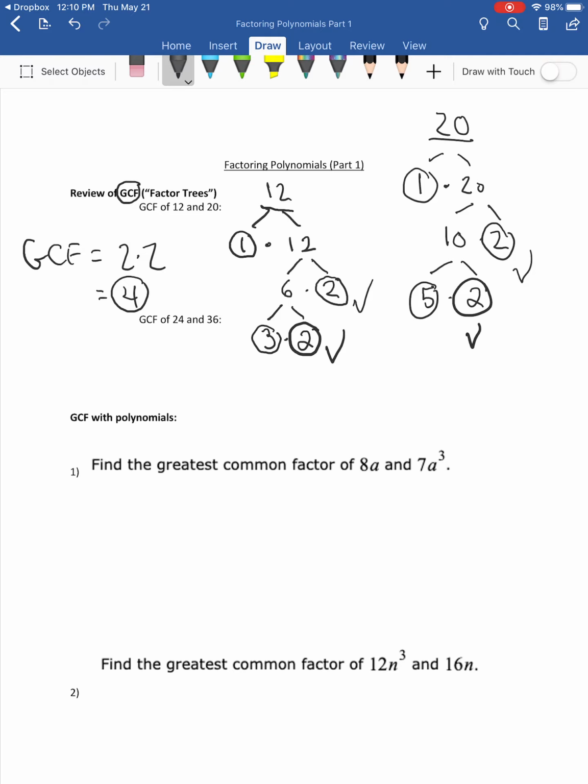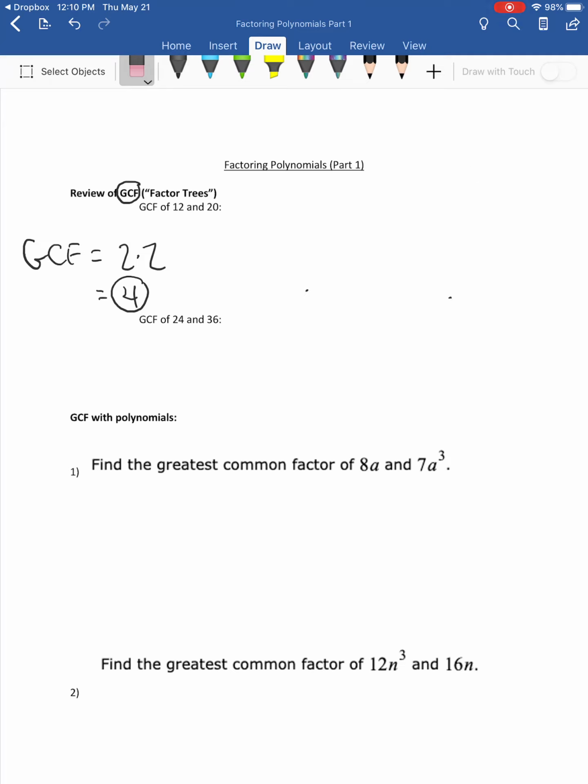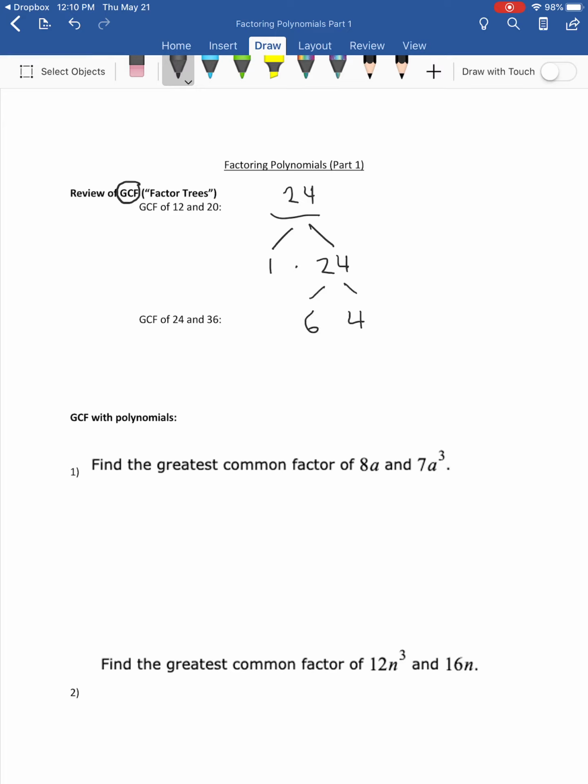Okay, I'm going to do some erasing because I probably didn't leave enough room to do the next one over here, but that's all right. You hopefully already got this. Okay, let's do 24 and 36. So 24, 1 times 24. 1 we'll ignore. 24, I'm going to go 6 and 4. Okay, neither of those are primes. 6 is 3 and 2. Those are each primes. 4 is 2 and 2. Those are each primes.